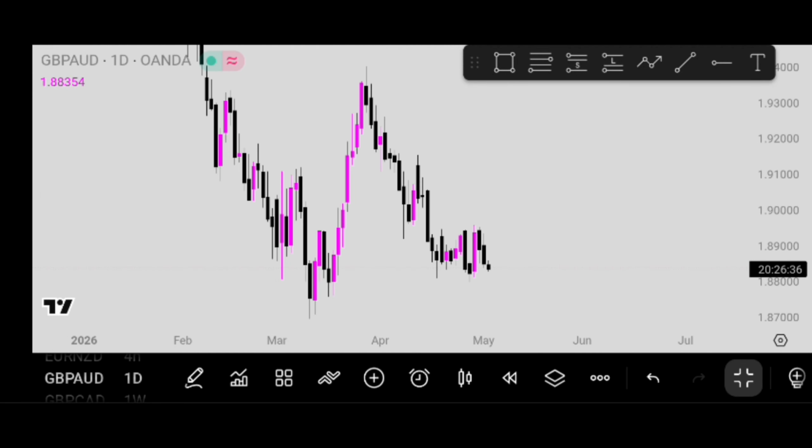We are going to have a breakdown on the GBPAUD and then see whether we shall have to mine some to get some buys or to get some sells.